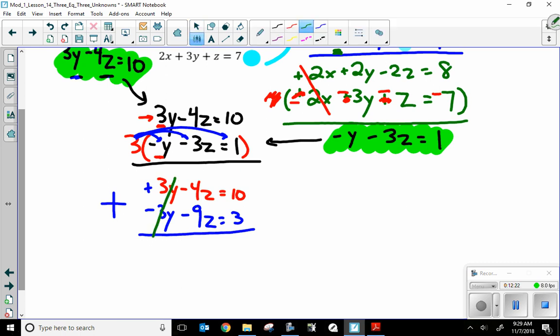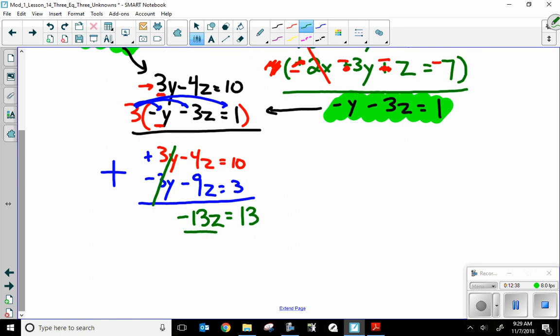3y's go boom, bye. Negative 4z and negative 9z give me negative 13z equals 10 plus 3 is 13. Oh, nice. Z should be negative 1. Okay, if I divide both sides by negative 13, z equals negative 1. That's one of my 3 variables.